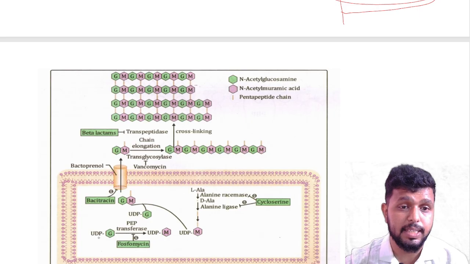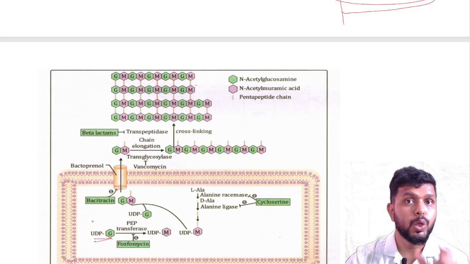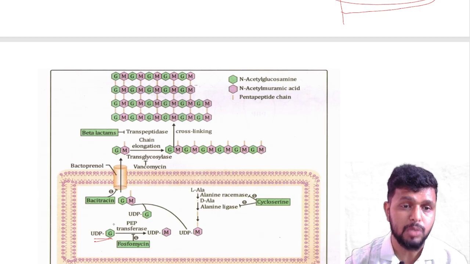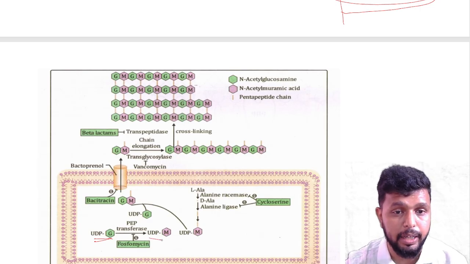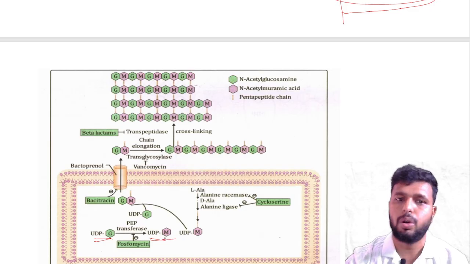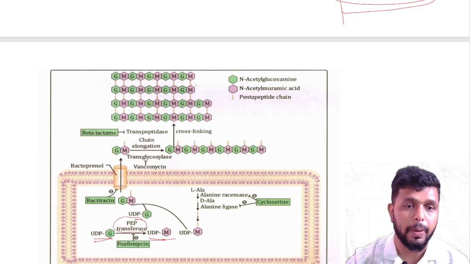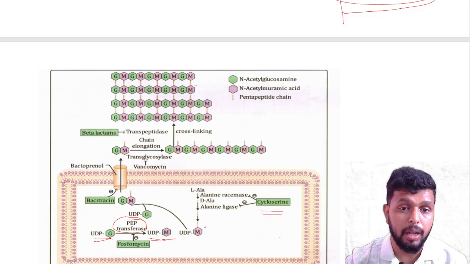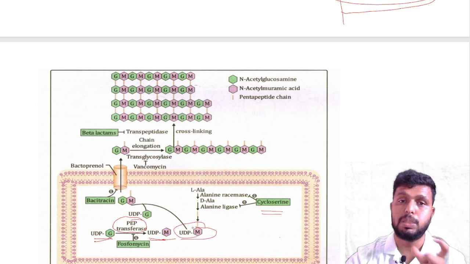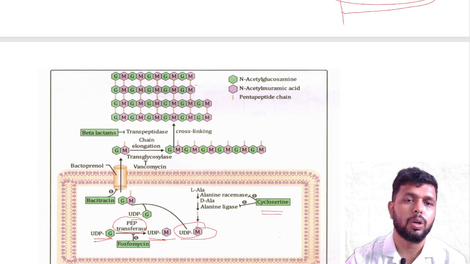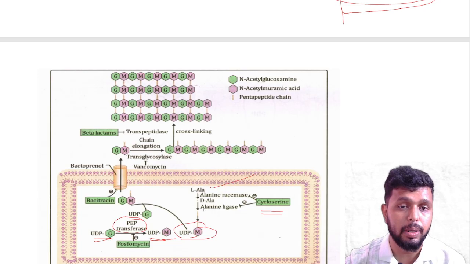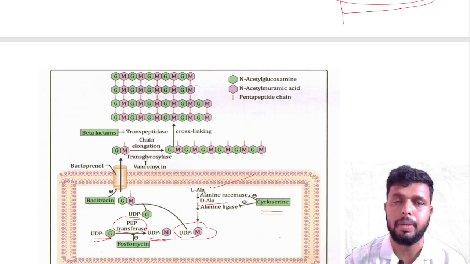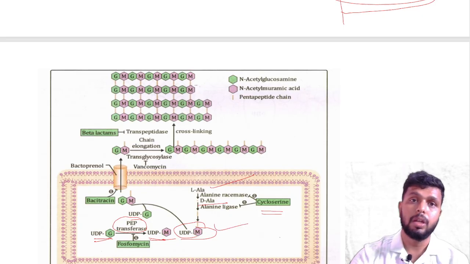First, what I said: bacteria synthesize UDP N-acetyl glucosamine, that is G, which means N-acetyl glucosamine, and it gets converted into UDP N-acetyl muramic acid with the help of the enzyme phosphoenol pyruvate. After that, a pentapeptide chain is attached to the UDP N-acetyl muramic acid. This pentapeptide chain is made up of 5 amino acids. First L-alanine is formed, and after that it gets converted into D-alanine. This is the combination of 5 amino acids of the pentapeptide chain, and it will be attached to the NAM, muramic acid.